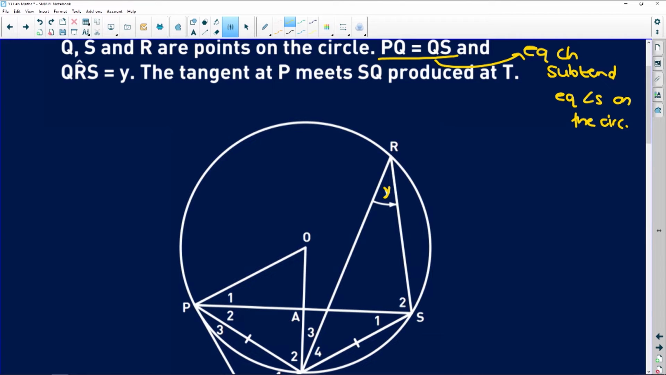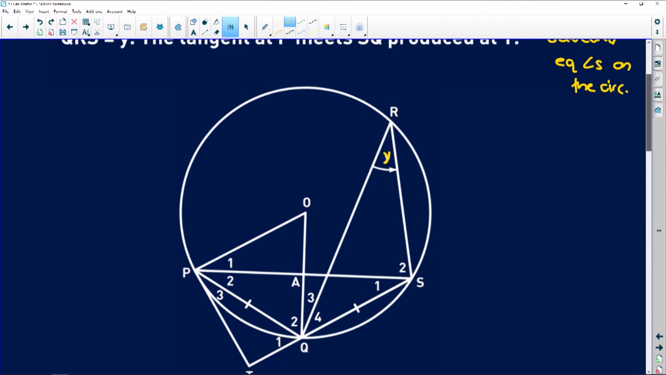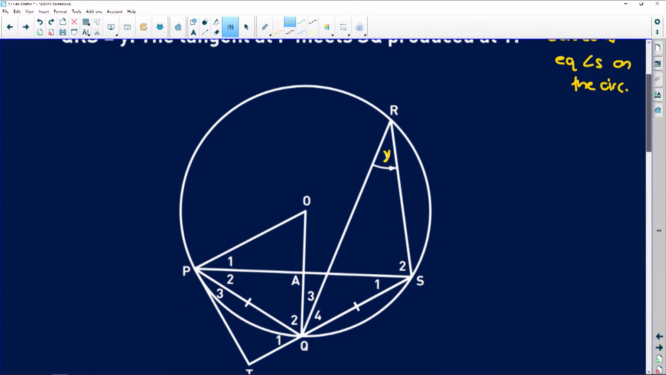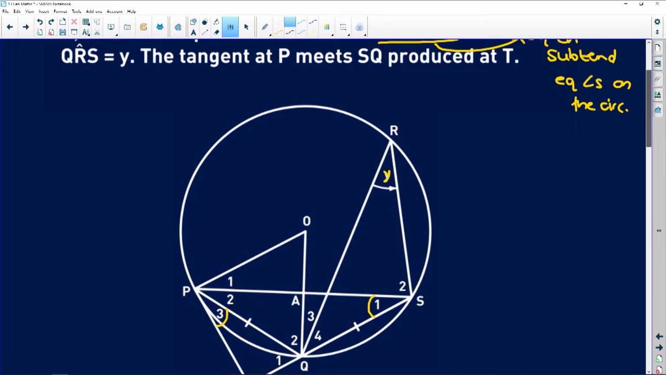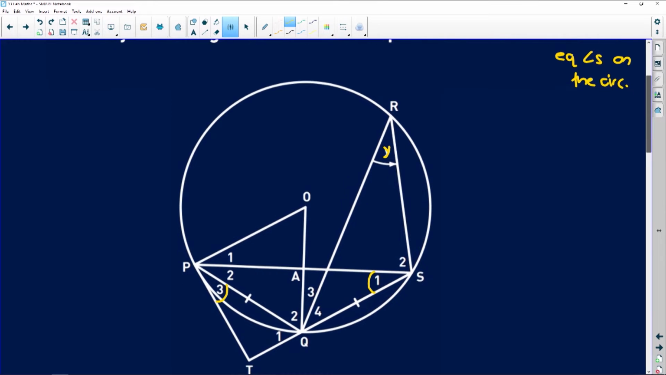Lastly, it says the tangent at P. Hold up. When you see tangent, guys, you should know immediately that tan chord theorem applies. So that angle is equal to this angle over here on the circumference, tan chord theorem. Very, very, very important. And the tangent at P meets SQ produced at T.